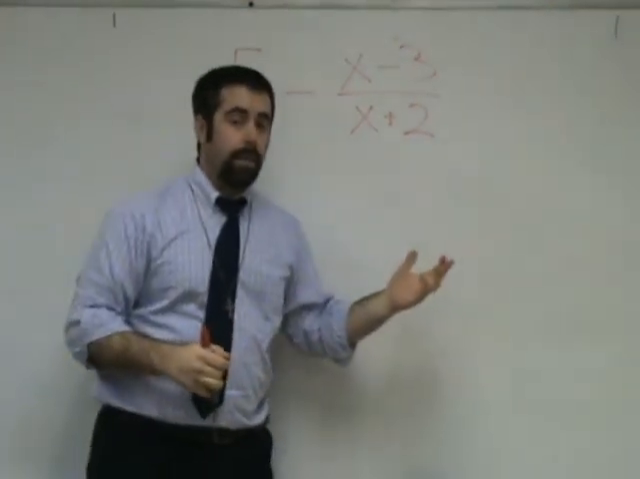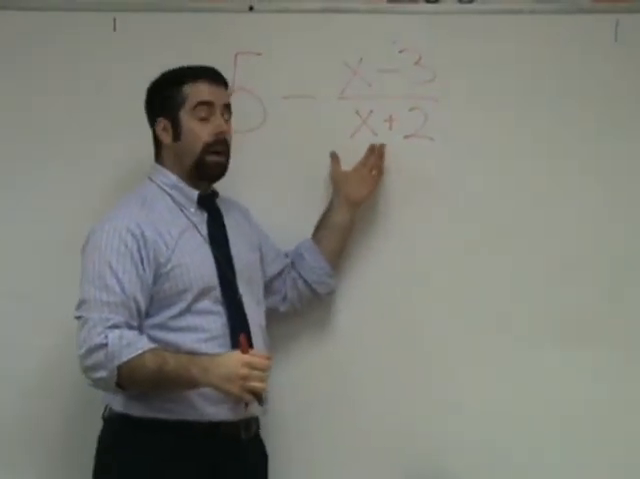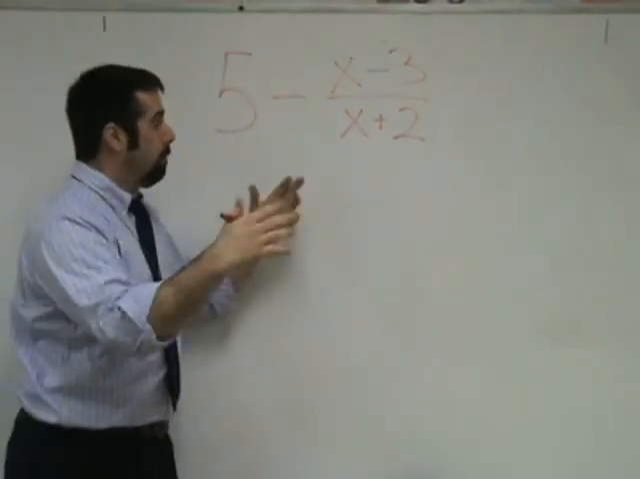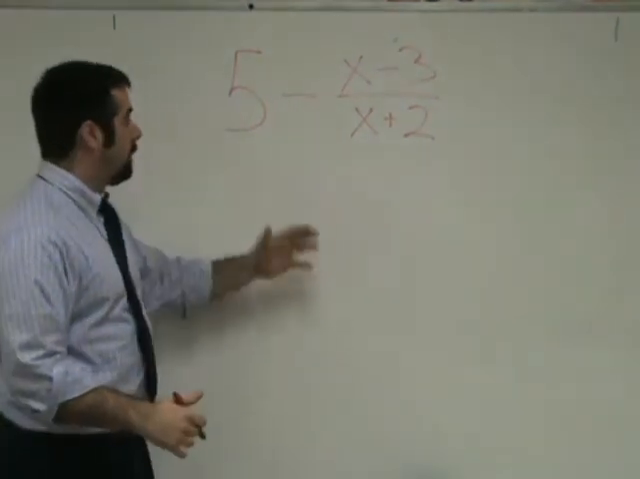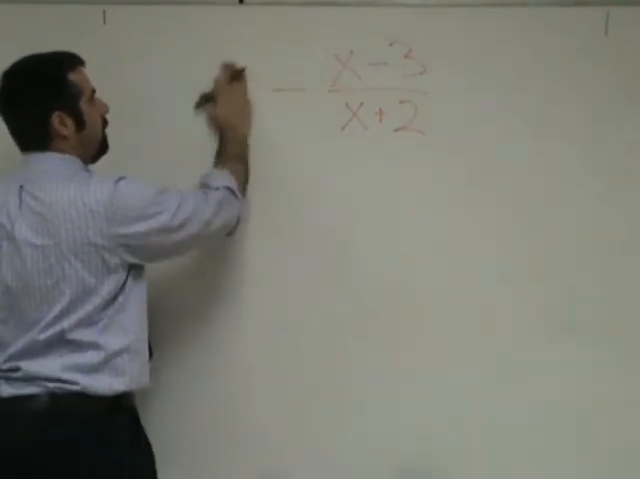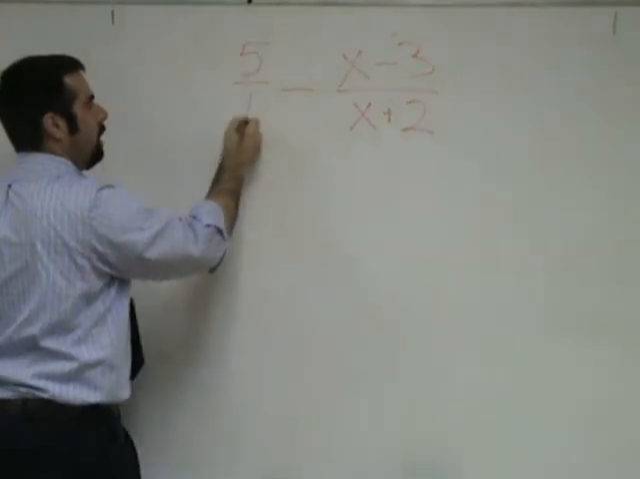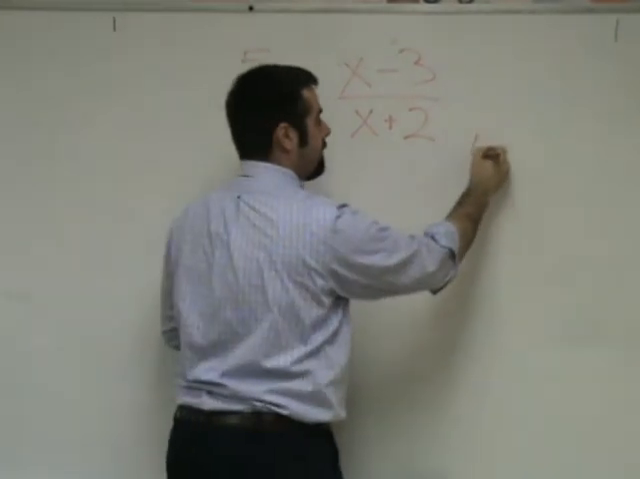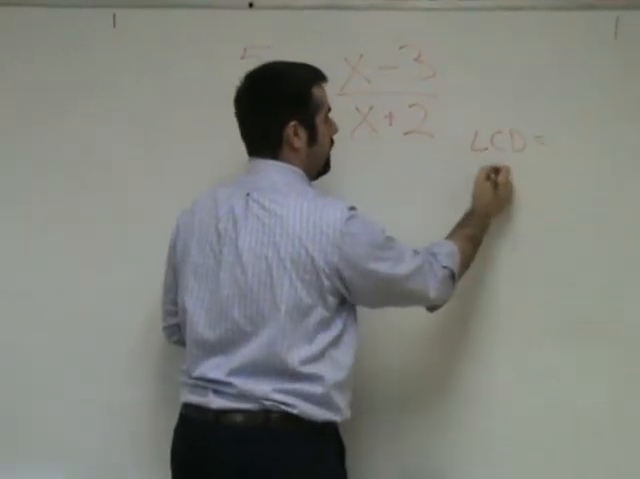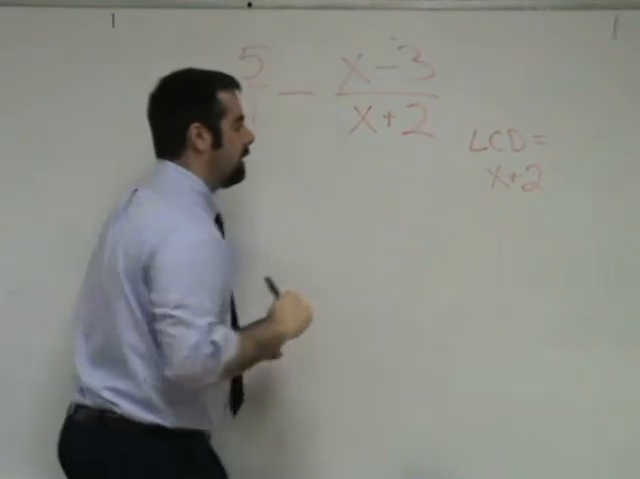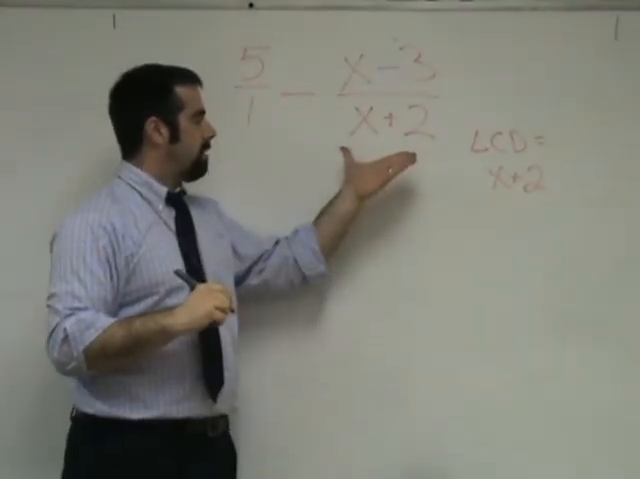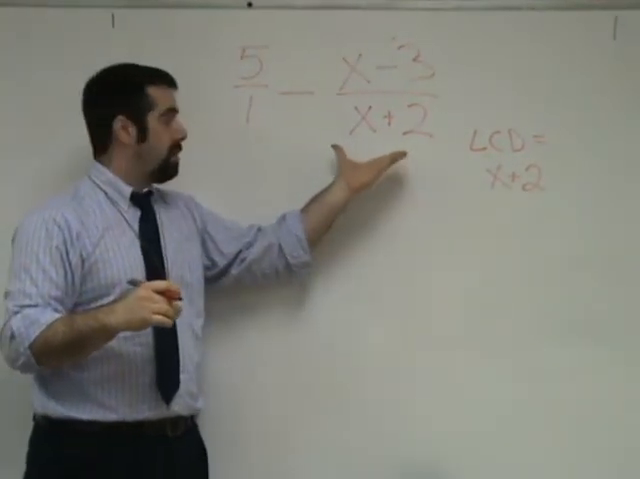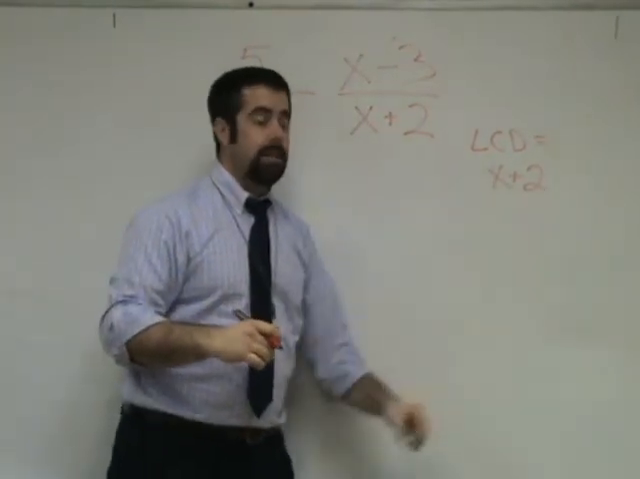Now this example, my fraction is more complicated. In the denominator, it's not a single number, it's now a variable expression. But we use the same exact method. I change my whole number to a fraction over 1, and then I find the least common denominator. In this case, my LCD is x plus 2. Notice x plus 2, in a sense, I can think of kind of as a prime number because I can't factor it. So since I can't factor it, I use the entire denominator.